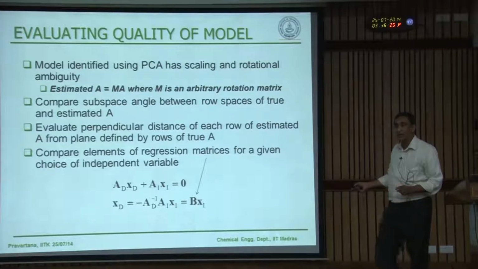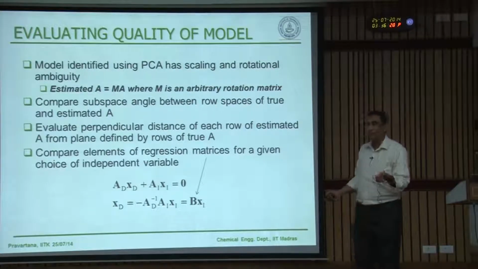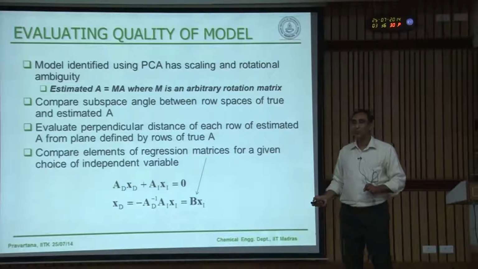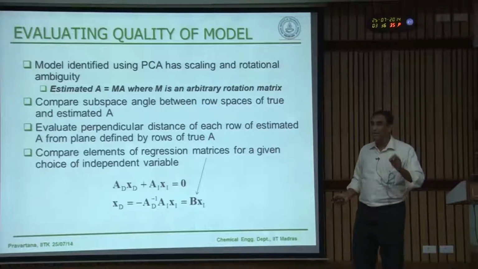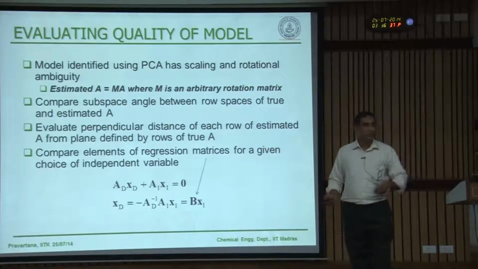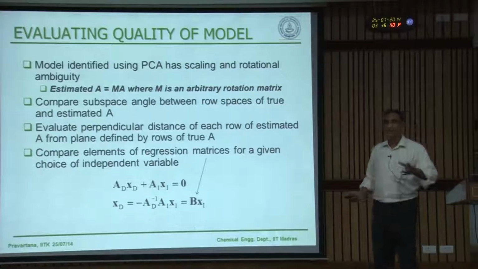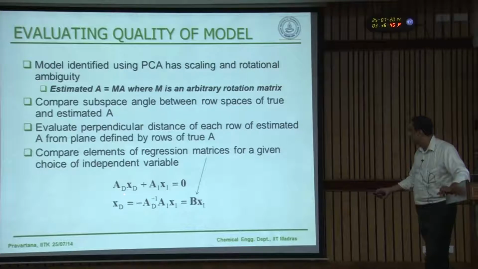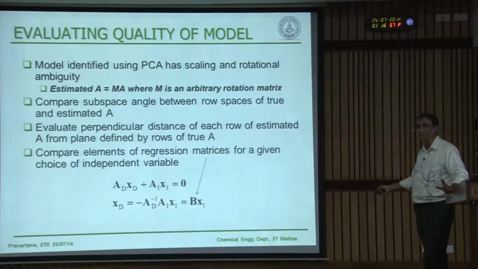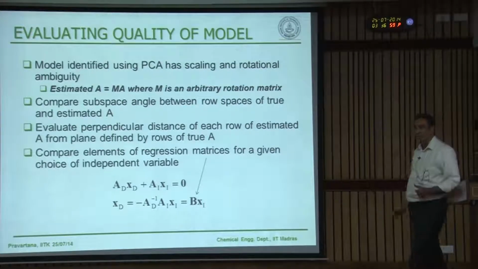A third way of comparing is by constructing what is called the regression form, the explicit form, for some choice of the independent variables, and then you can compare element by element. The regression form is unique. The implicit form is non-unique, but the regression form is unique, because any rotation will get cancelled when you convert it to regression form. So you choose the independent variable subset and rewrite these constraints by writing the dependent variables in terms of the independent ones, and this is your regression matrix, minus AD inverse A. You can do this with the original A and with the estimated A. Now you can compare element by element.